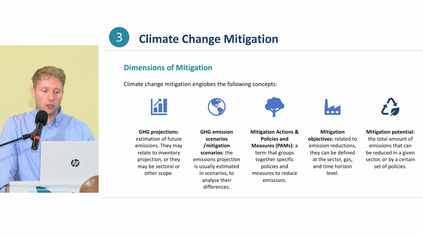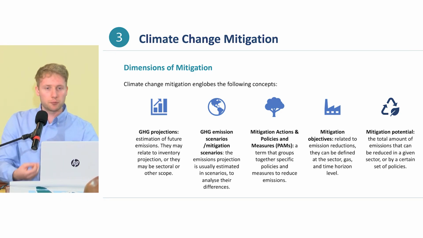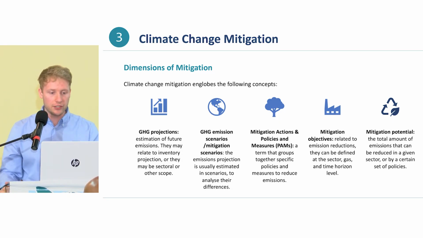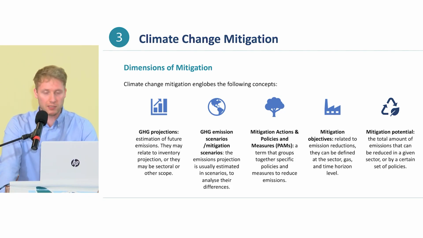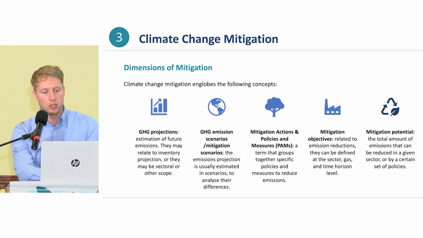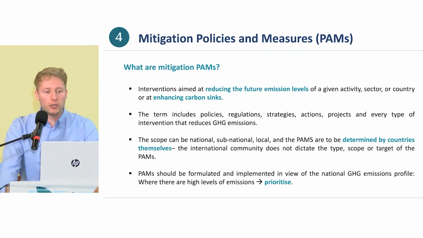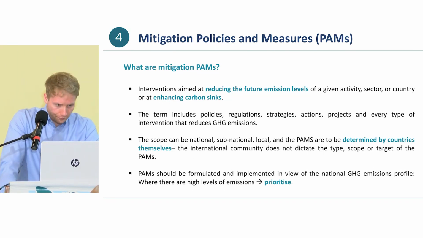Then, of course, there is the topic of policies and measures, which groups together those policies, projects, measures, and regulations that are implemented to address greenhouse gases in a specific sector or in various sectors. To set objectives that are feasible and achievable, we need to know the mitigation potential of specific projects and how they relate to our emission trajectory. So let's start with the topic of mitigation policies and measures.